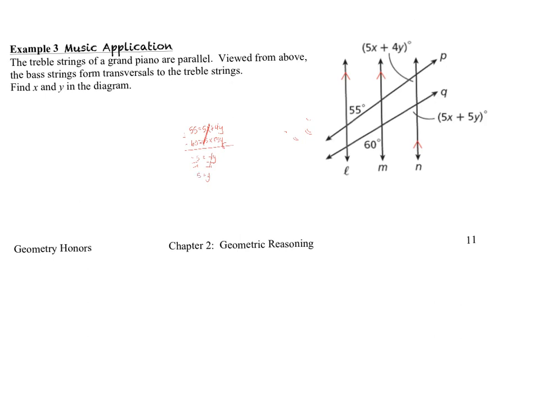Now that we know y is 5, we can plug this in to find x. So in the first equation, where 55 equals 5x plus 4y, let's put a 5 in for this y right here. So we get 55 equals 5x plus 4 times 5. 55 equals 5x plus 20. Subtract 20 from both sides. And 35 equals 5x, and x equals 7.